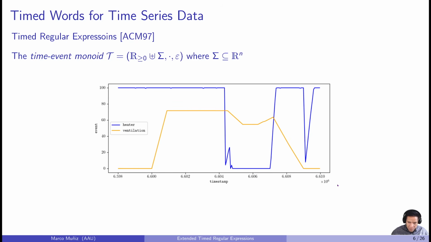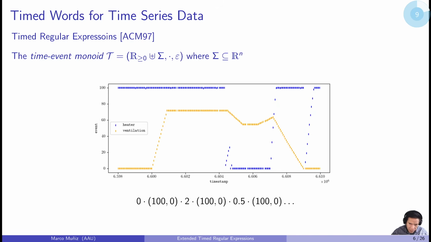So here we have our data, but now if we consider how data looks in real life, it looks as follows. It's not really continuous. We have finite discrete points, and this kind of data can naturally be described using this monoid as follows.